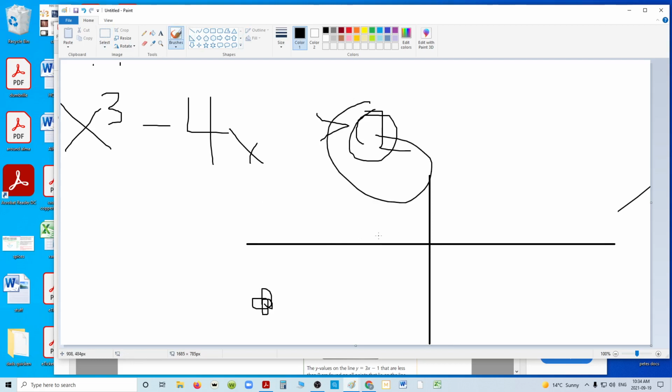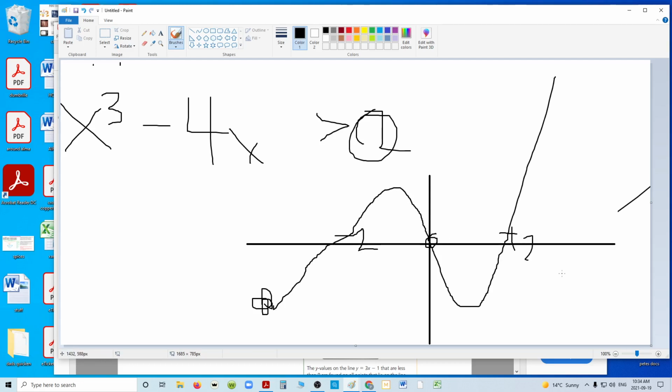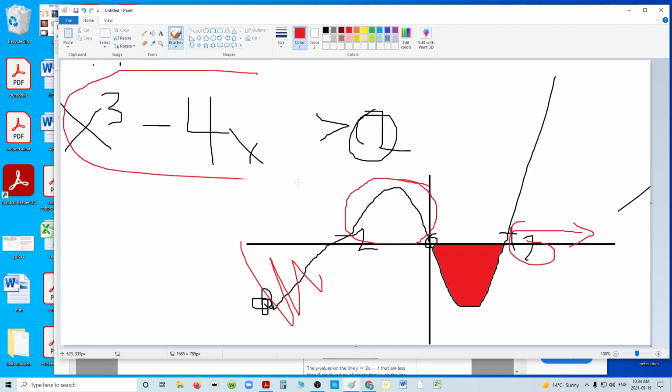When I solve for 0, I discovered it goes through -2, 0, and +2. Since I know my cubics must go up and down and up again, I can see that this area here is below the graph, as is this area here. Therefore, the areas I'm interested in are here and anything above 2. So you can see you needed a knowledge of your cubics to solve that.